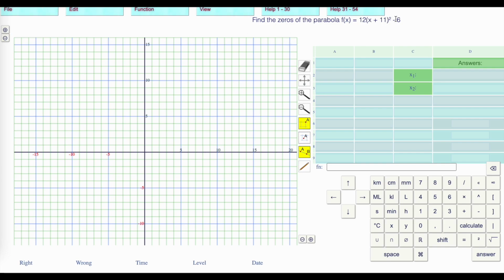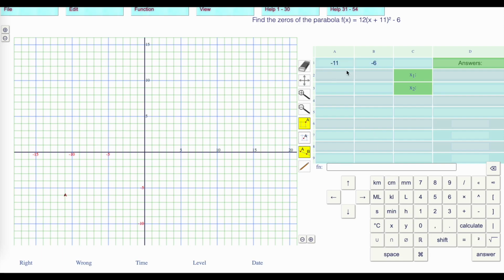The vertex is at (-11, -6) here, and it's opening up. We're going to have 2 zeros. Let's see exactly what this looks like. When x is -11, the y value should be -6, equal to 12 times open bracket the x value plus 11. -11 plus 11 is 0, squared is still 0, minus 6 gives us minus 6.